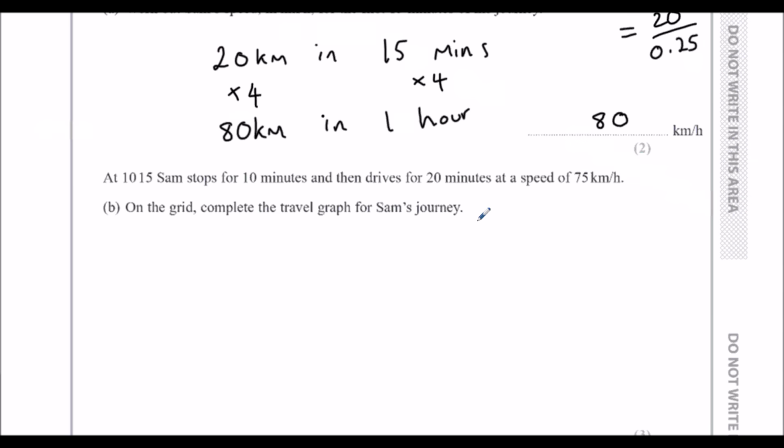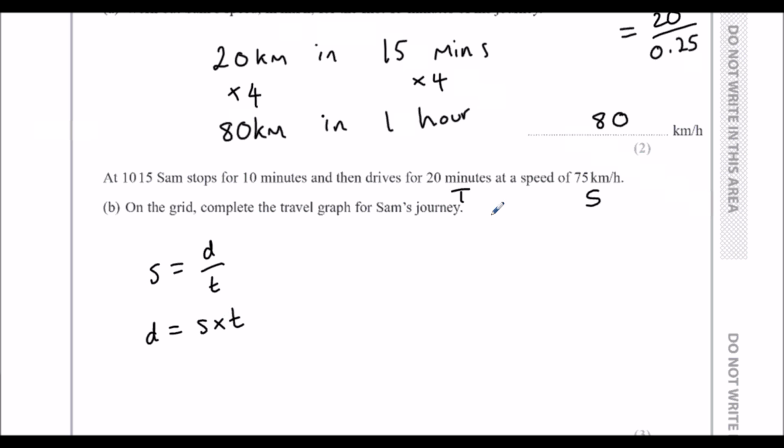And then 20 minutes at a speed of 75 kilometers per hour. So again, we could use speed equals distance over time. So speed is distance divided by time. We want to know the distance. This is the speed and the time. So distance is speed times time.